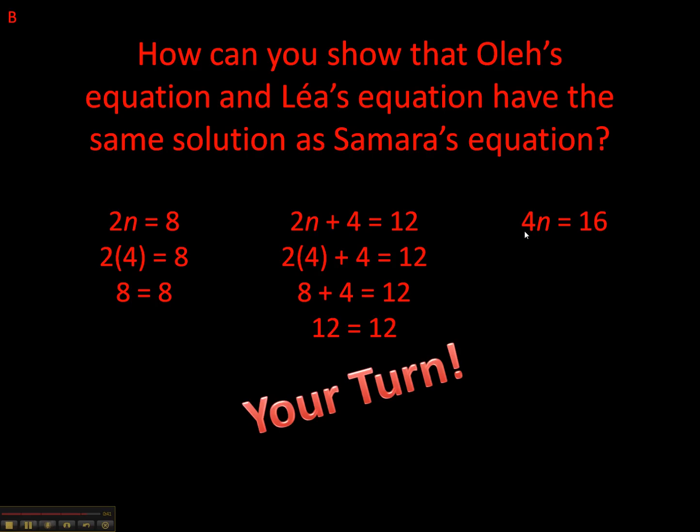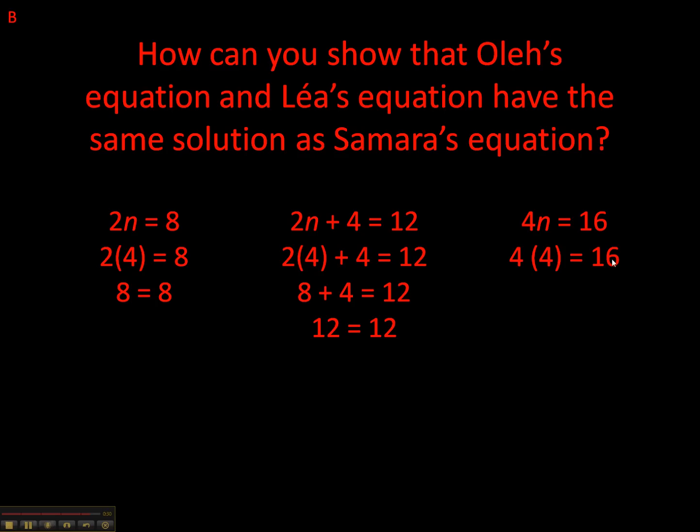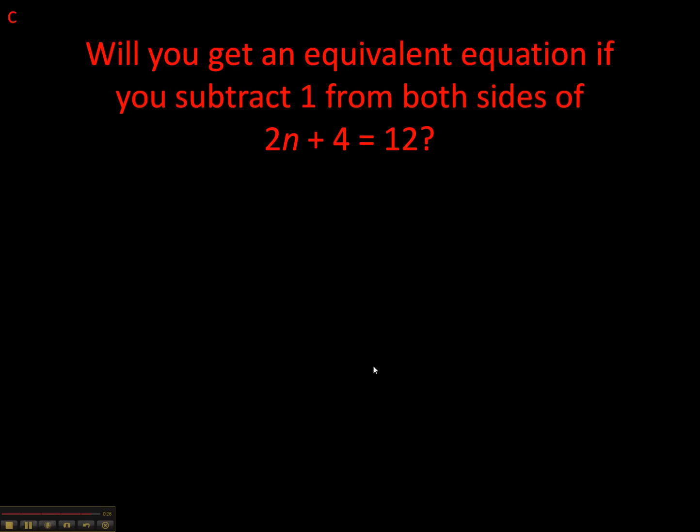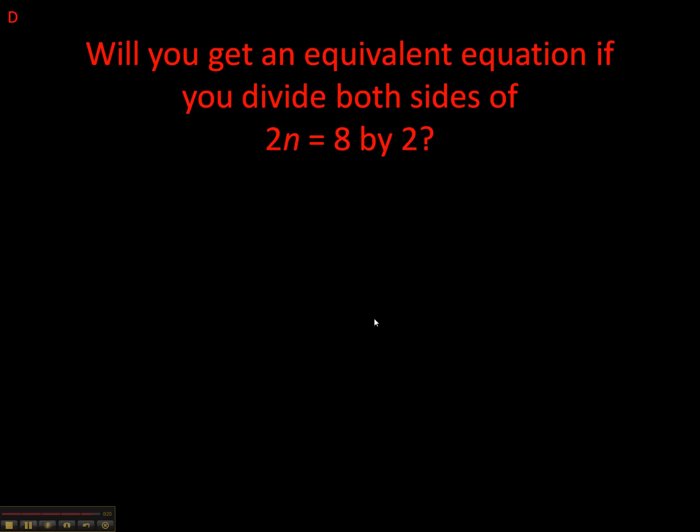Tell me how you would find out what the answer would be here if you replace this n with 4. Pause the presentation and go ahead. Welcome back. So hopefully you just went 4 times 4 equals 16, 16 equals 16, and you found that these are all equivalent. Now if you subtract 1 from both sides, you will still have an equivalent equation. And if you divide both sides by 2, you still have an equivalent equation.